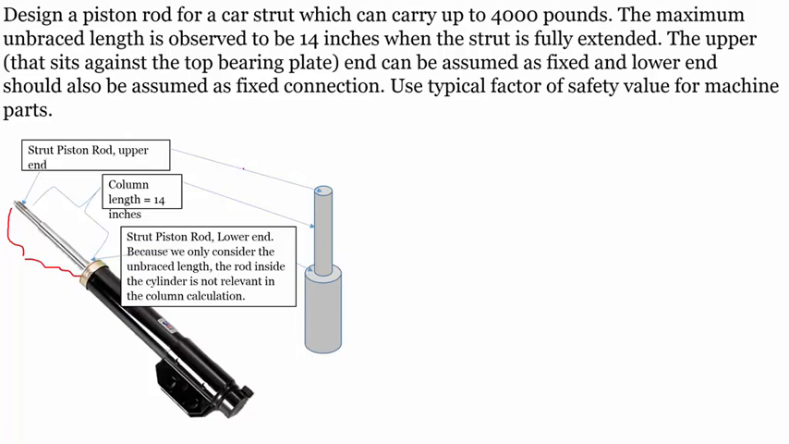We have to make an assumption whether it's a short column or an intermediate column, because the formulas are different. Let's assume that this is an intermediate column. If it's an intermediate column, then the formula is: the allowable stress, force times the factor of safety divided by the yield strength of the material, is equal to 1 minus the yield strength of the material times (KL by r) whole squared, divided by 4 pi squared E.